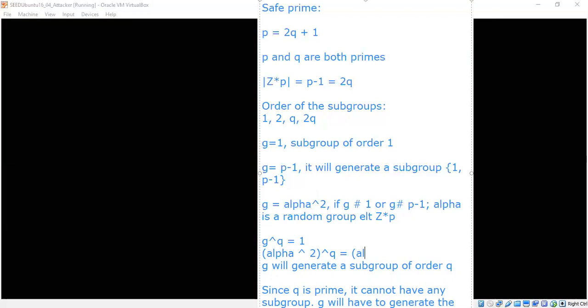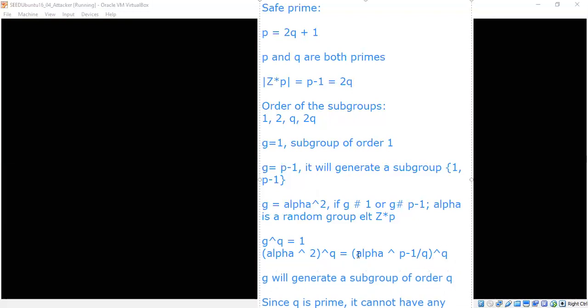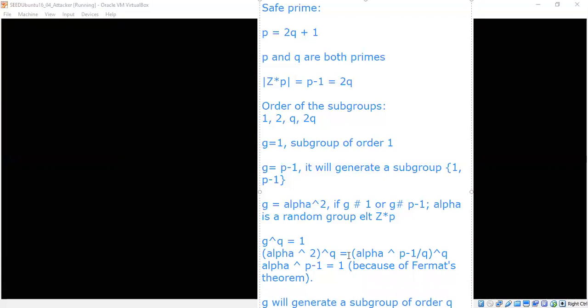So we can write it as alpha power, now it's getting a little complicated, P minus 1 by Q. The whole thing is in exponent, and again another exponent. Therefore, the Q and Q will cancel out. So we will end up with alpha power P minus 1, which is simply 1 because of Fermat's theorem. That's all. So these are the important checks we need to do. If we get a generator from somebody else, we can check whether it's 1 or P minus 1.